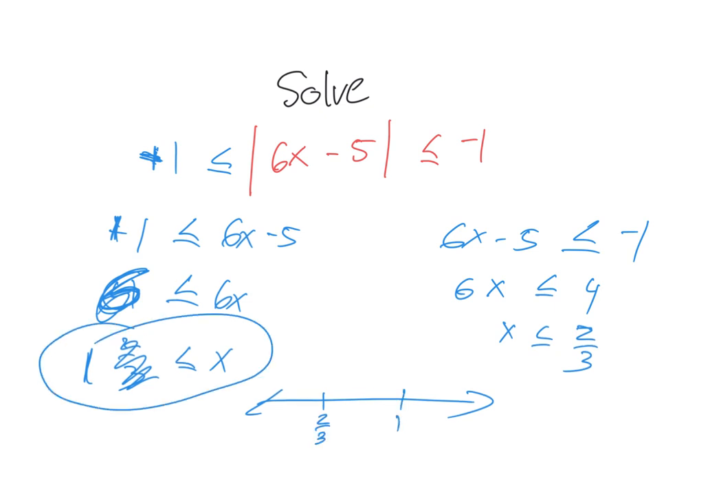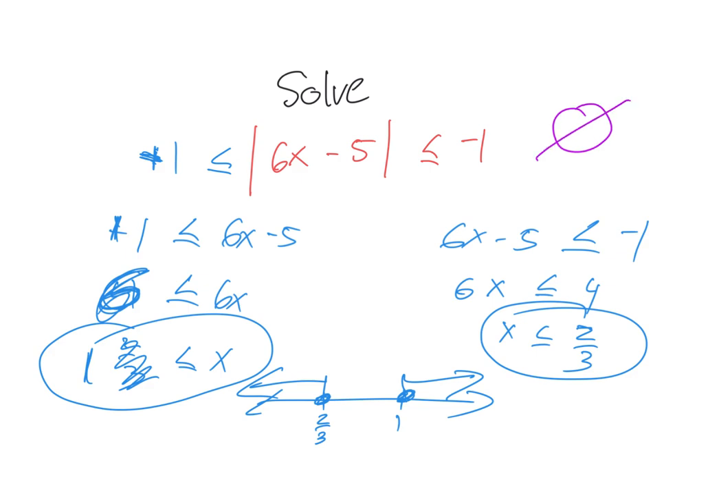This one, x greater than 1, up and over that way. Second equation, x less than 2/3. It goes to the left. So in this case, it will only work if I have a number that is both greater than 1 and less than 2/3, which means there is no number that makes both this true and that true, because if I'm greater than 1, I cannot also be less than 2/3. So in this case, there is no solution to this equation. Empty set, no solution.